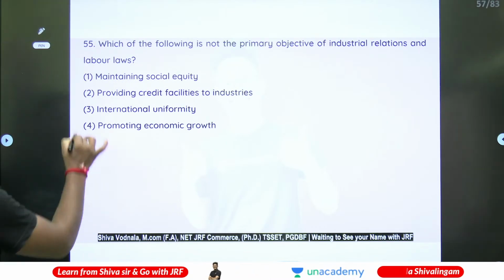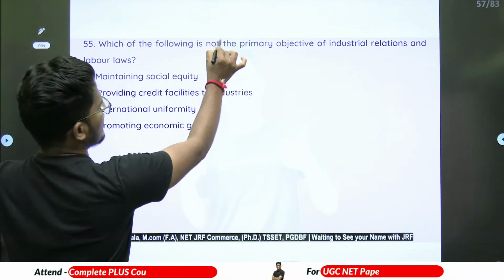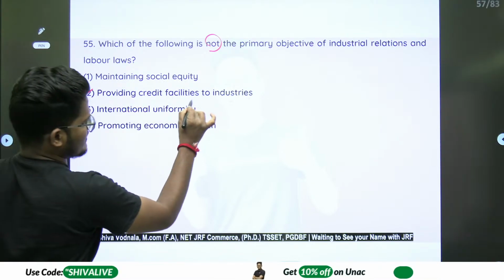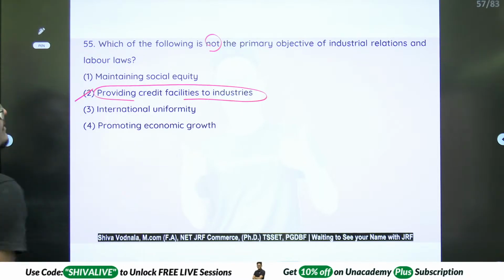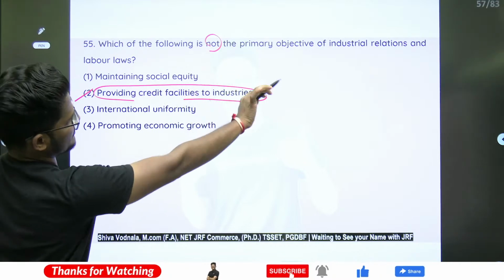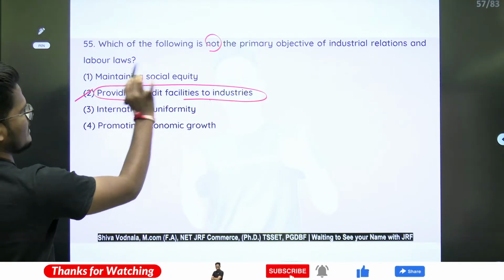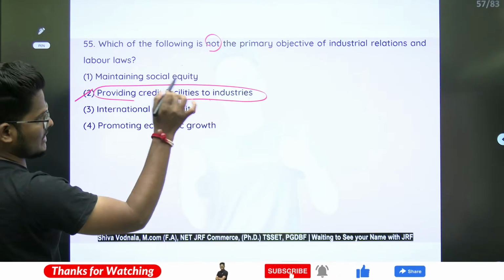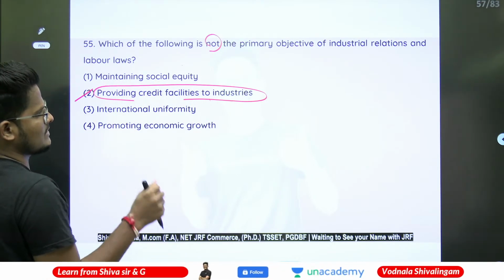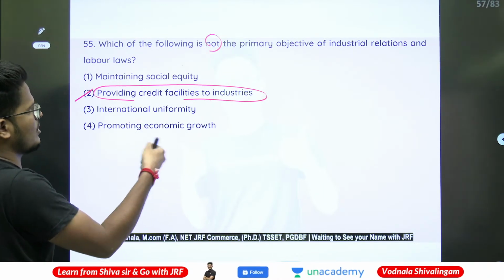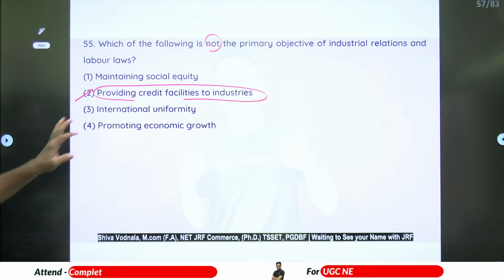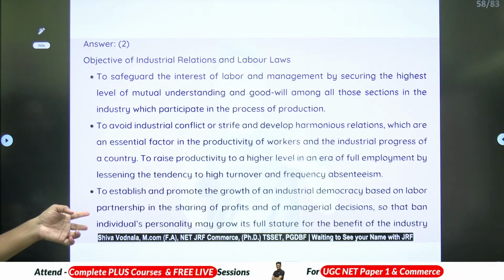So option 2 is the correct answer. Not a primary objective of industrial relations and labor laws: providing credit facilities to the industries. Credit facilities to the industry is not the primary objective of industrial relations. Maintaining social equity, they will actually fight for the employees. If any disputes or demands are there in the industries, and problems are there with the government, the industrial relations or the labor unions will get involved. It is not about facilitating loans to them.